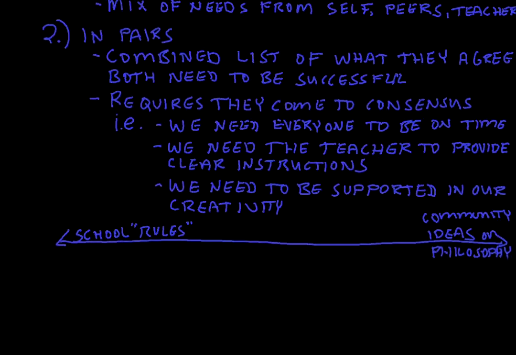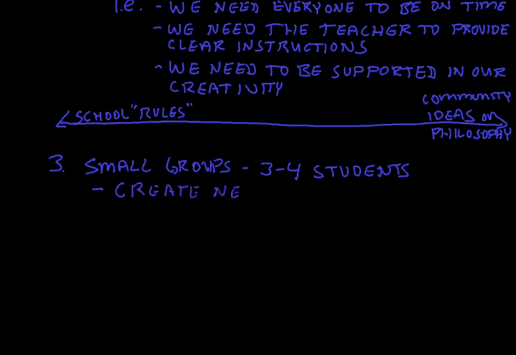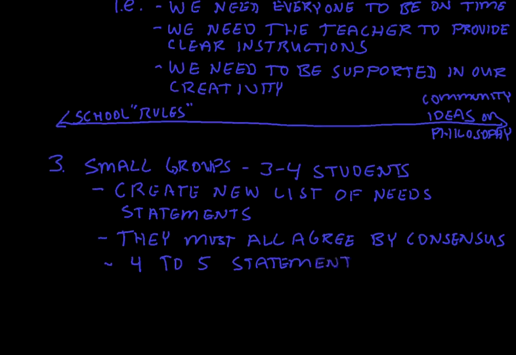And then the next thing is to go into small groups. So 3 to 4 students, I would say not more than 4. And have these students get in a group, and then they create a new set of lists. So they create probably 4 to 5 bullet points of statements of, we need it to be quiet in here, we need to be on time, we need to support each other's writing, we need to support each other's investigations, things like that.